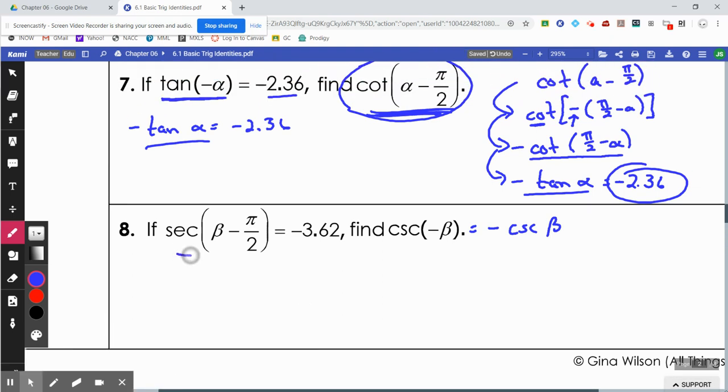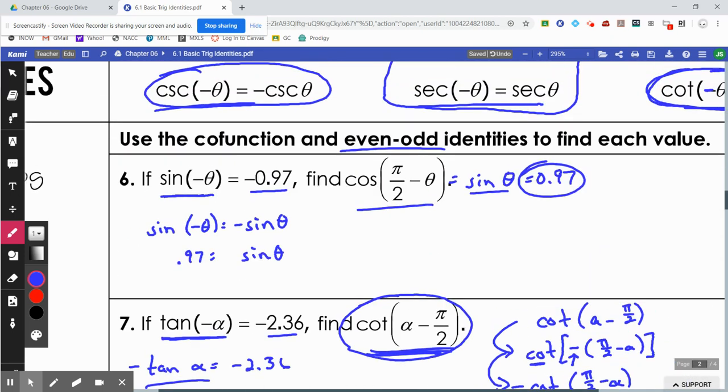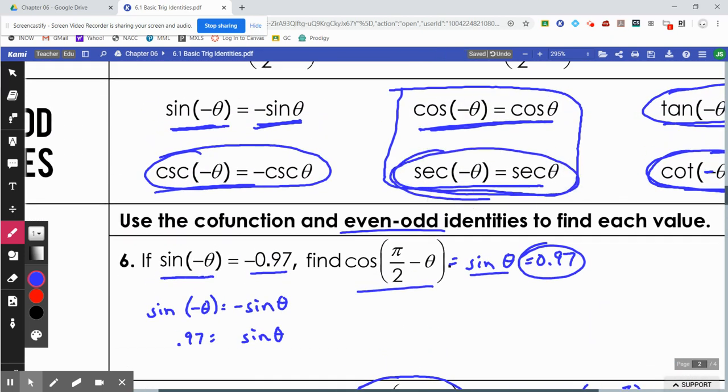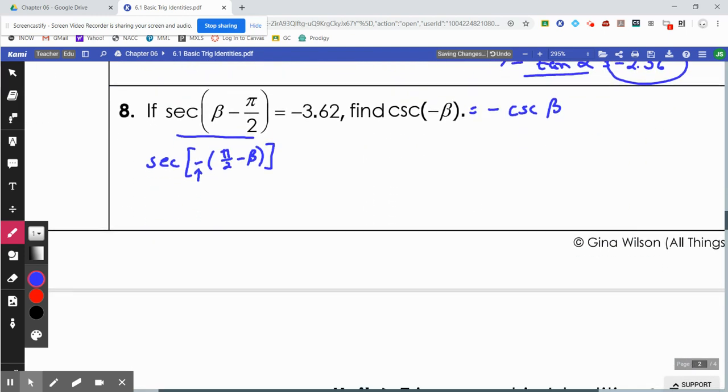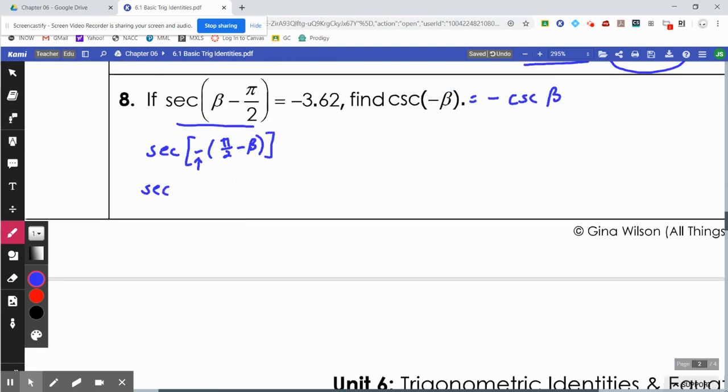Now we're given the secant of beta minus pi over 2, which again is backwards. In order to get that to fit our identity, we're going to do the secant of, and we're going to factor out a negative. It flip-flops this, and it turns it into pi over 2 minus beta. The secant of a negative. Now let's see what we do with the secant of a negative. It says right here, the secant of a negative, you can just drop that negative sign. So the secant of a negative angle is the same thing as the secant of the positive version. So pi over 2 minus beta. And we were told right here that that's equal to negative 3.62.